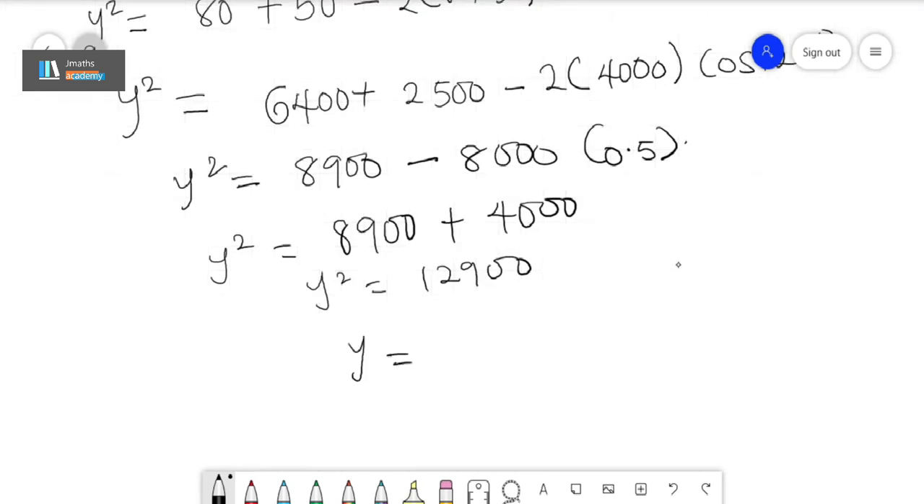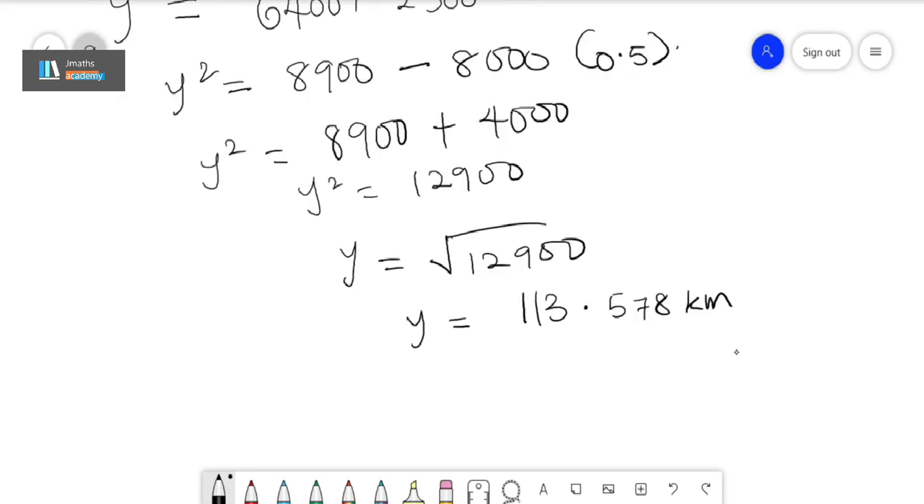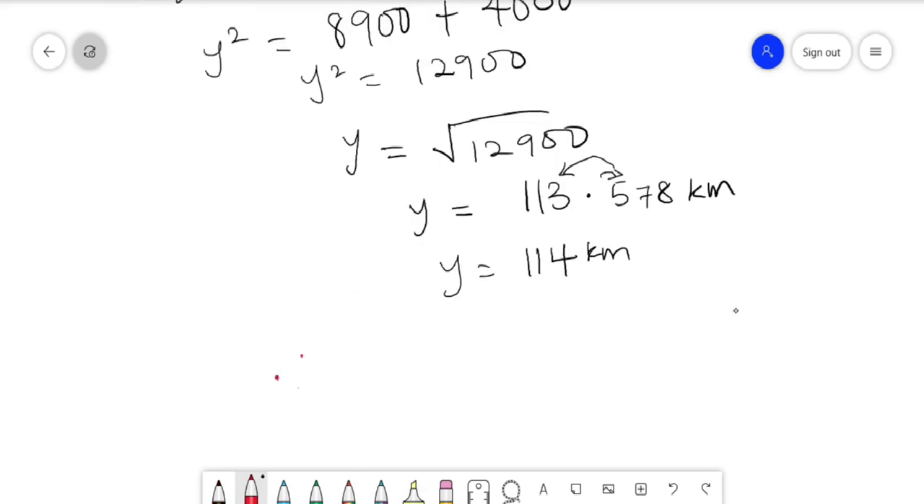To find the value for y, take the square root of 12,900. So y is equal to 113.578 kilometers. So we are asked to leave our answer to the nearest kilometer. Since after the decimal point our value is greater than 4, you simply add 1 to this side. So we have our y to be 114 kilometers. So therefore, the distance between X and Z is equal to 114 kilometers.